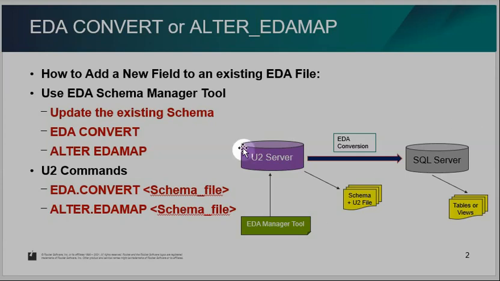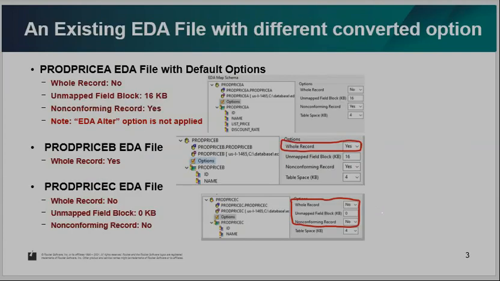For this demo, I connect to Universe using EDA Schema Manager and convert to SQL Server 2019. So the original Universe file is converted to a SQL Server table. First, I will create three files. The three files are all the same, but converted with different EDA options.